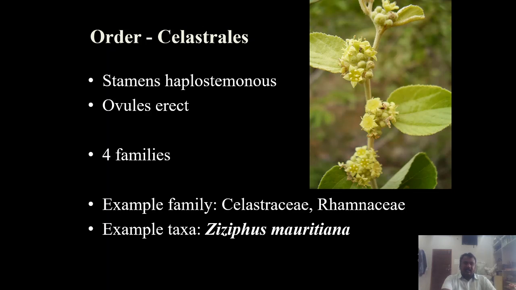Next order, Celastales. Here the stamens are haplostaminous, that means only single whorl. Ovules are erect. Single ovule per locule and they are erect. 4 families are present. Some of the example for these, Celastales and Ranales. Example for this, GYMNOSPERMAE. It is very common. In Telugu it is known as Regu.